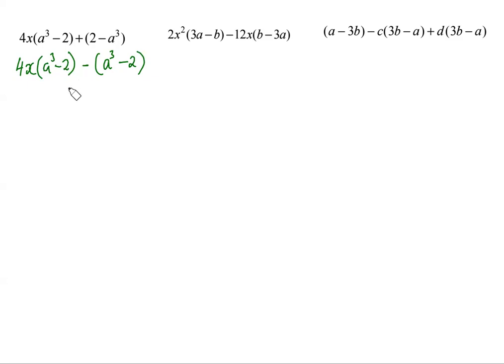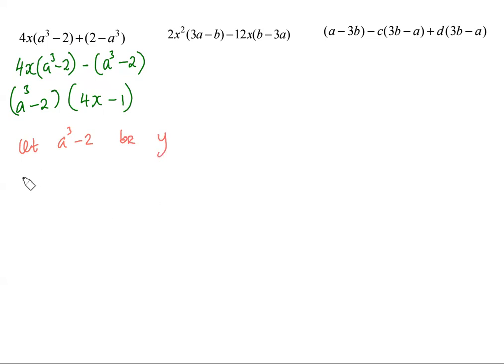Then here, what are we going to have now? We have something that is common here, which is (a cubed minus 2) in the bracket, and we're left with (4x minus 1). Because the second term is just 1, that's why we are putting 1 there. So you can also let a cubed minus 2 be, let's say, y.